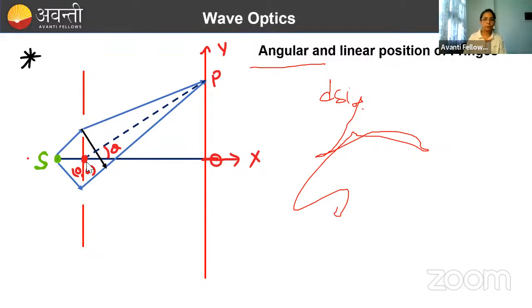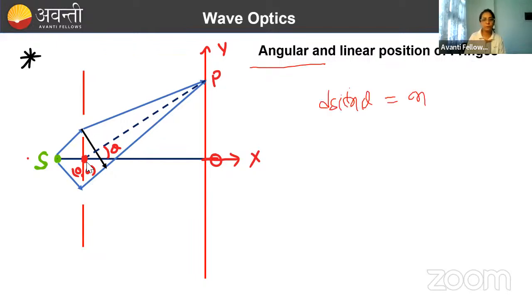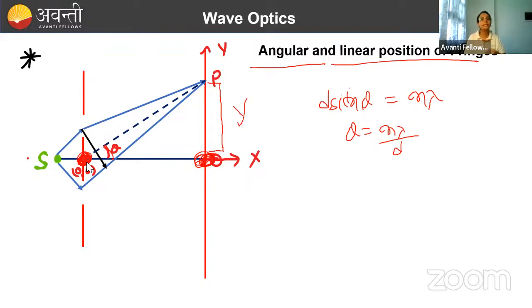For angular position, I have already discussed how you will be calculating it. For maxima, theta was taken as n lambda by d. So this was the angular position. Now, when I'm saying linear position of fringes, what does it mean? For angular position, you treat this point as the center, as the origin. For calculating linear position, this is treated as the origin, and the distance you calculate from here gives you the linear position.